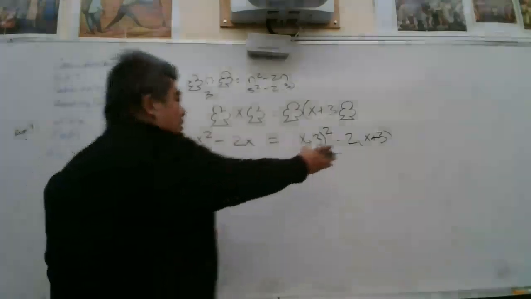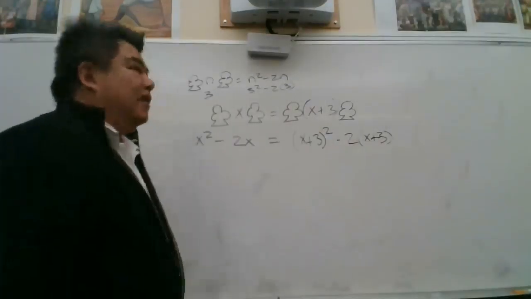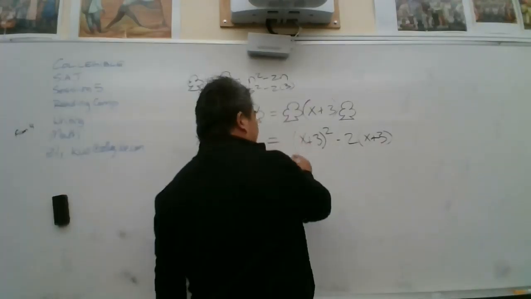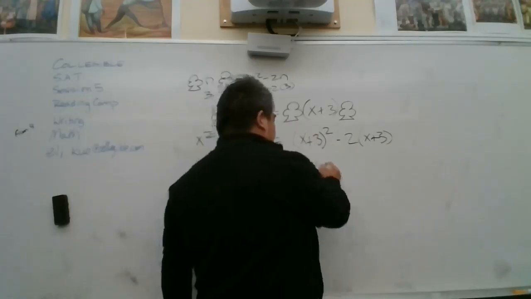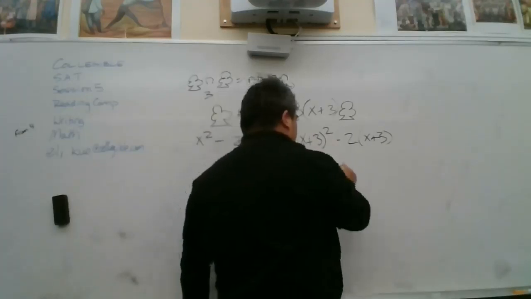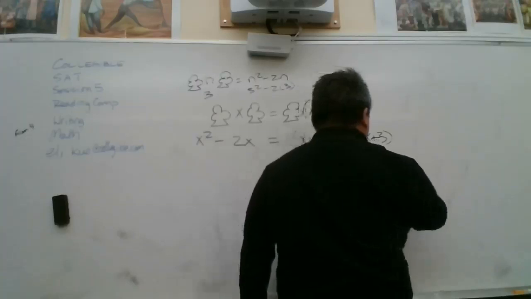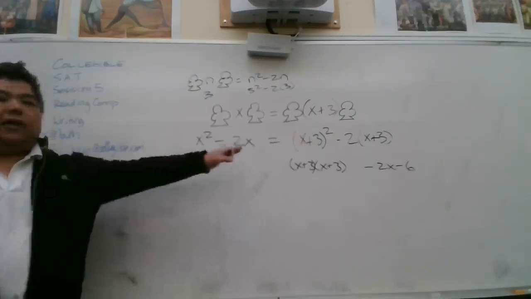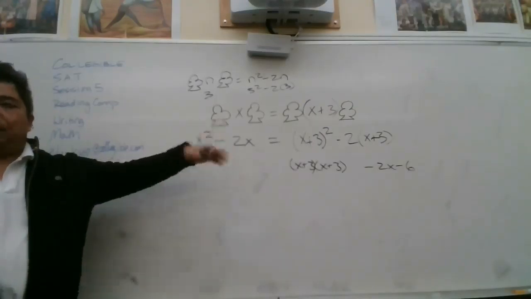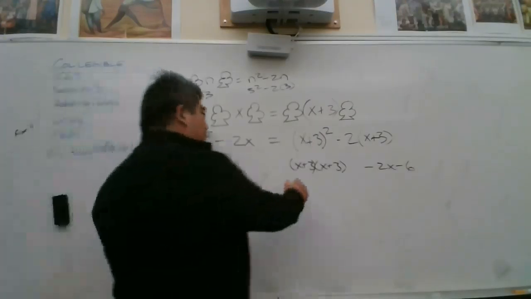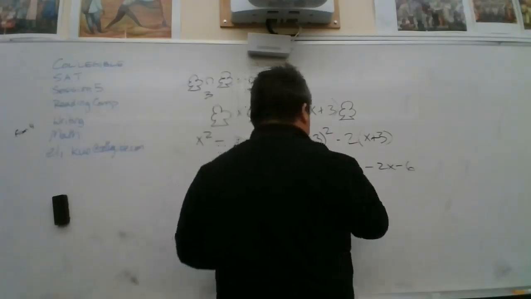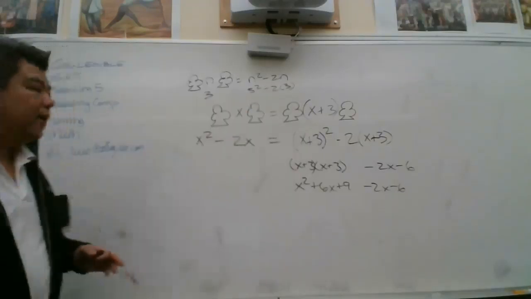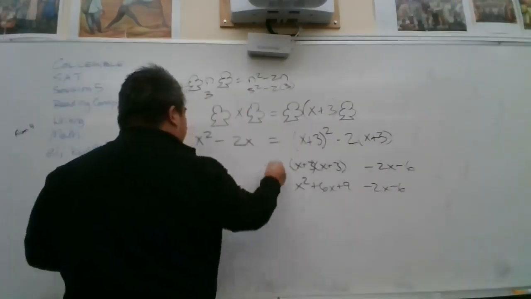So this becomes x squared minus 2x. Let's clean up the right side, because this is a lot of expressions. This is FOIL, so you get x squared plus 6x plus 9. I distributed the -2 on that side, because that was pretty easy to do. This becomes x squared plus 6x plus 9 minus 2x minus 6. Does everyone see that? On the left side, nothing changed.